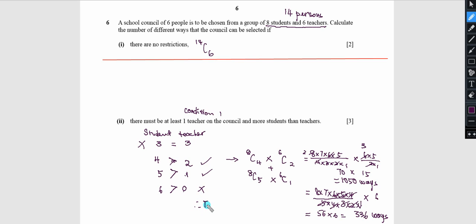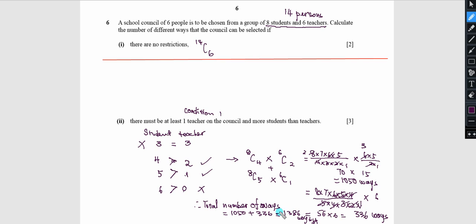Therefore, the total number of ways is equal to 1050 plus 336, which gives you 1386 ways. That will be the answer.